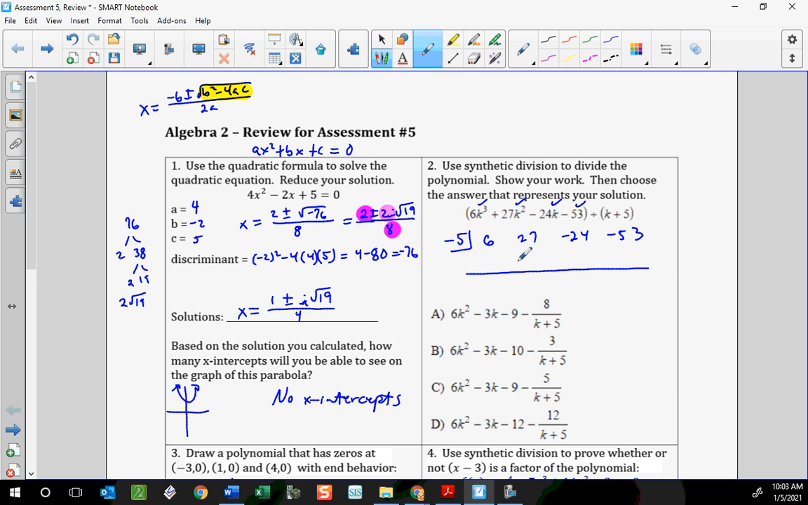I'll draw a line. The 6 comes down. 6 times -5 is -30. I add, so I get -3. -3 times -5 is 15. I add, and then I get -9. -9 times -5 is 45. I add again, and I get -8. So that's my remainder. So remember that when we put this in here, this was k to the third, so this is going to be k squared, and this is going to be k. And so if I look around, and especially for this -8 right here, there's my answer, letter A. The remainder always goes over what you are dividing by.